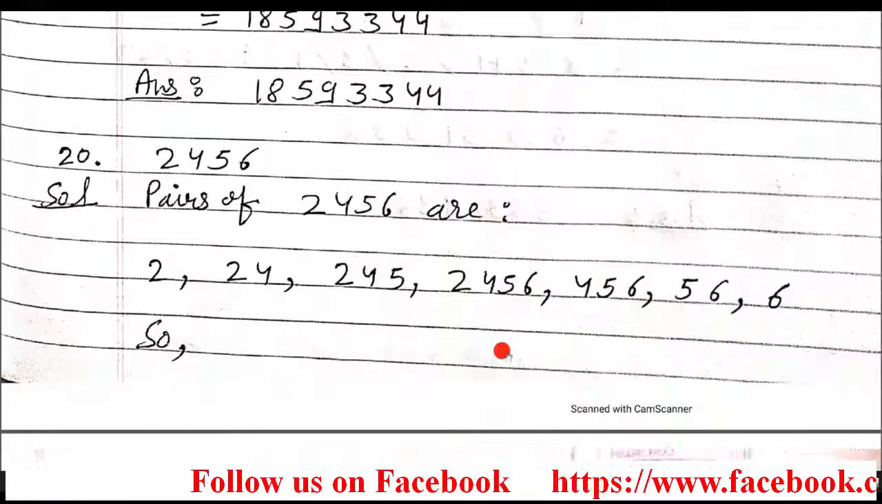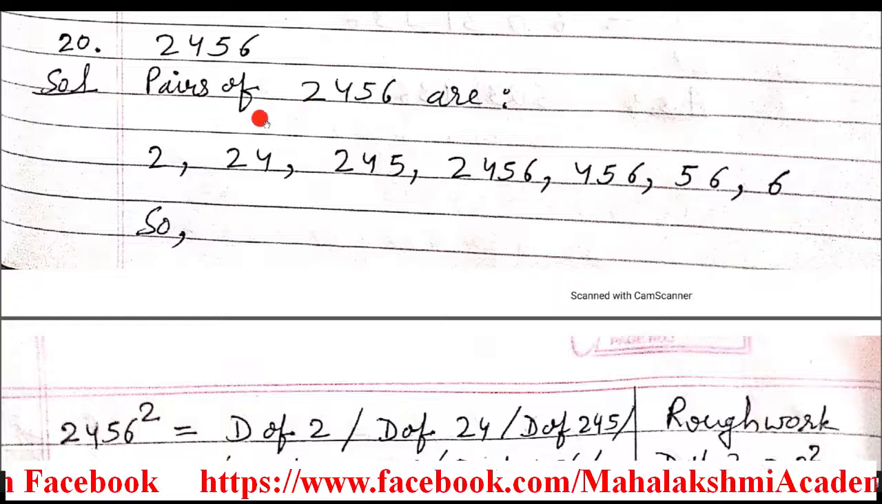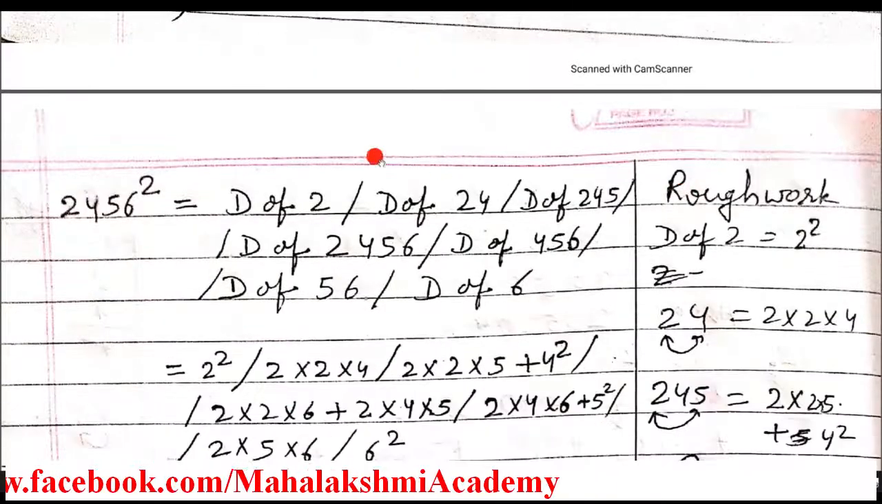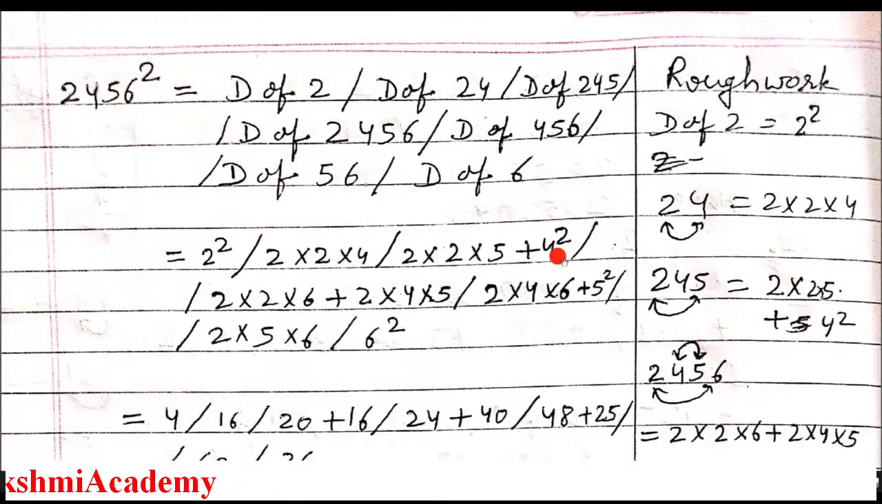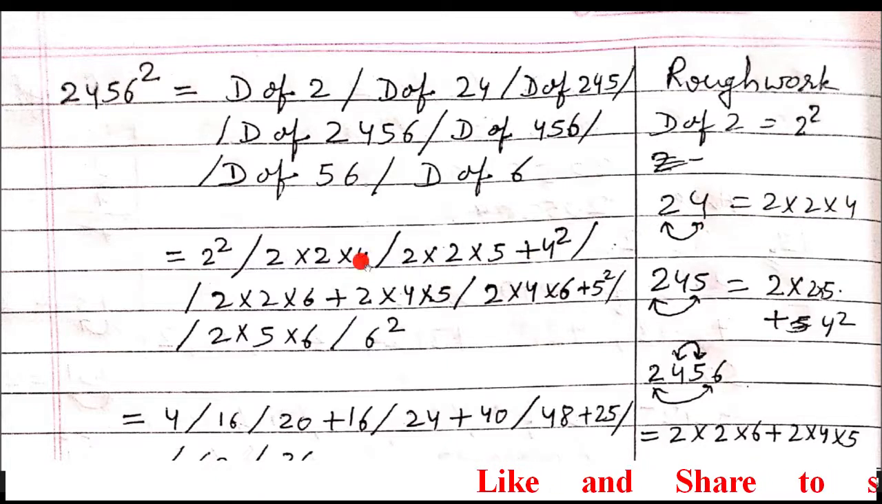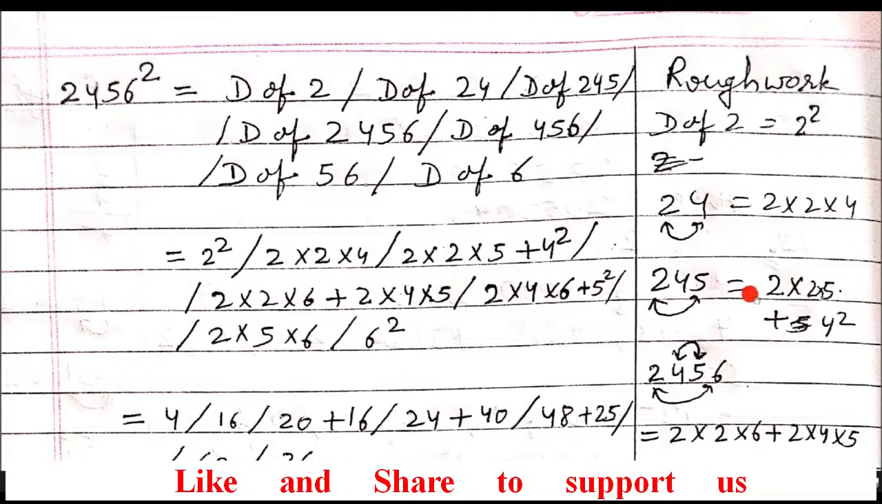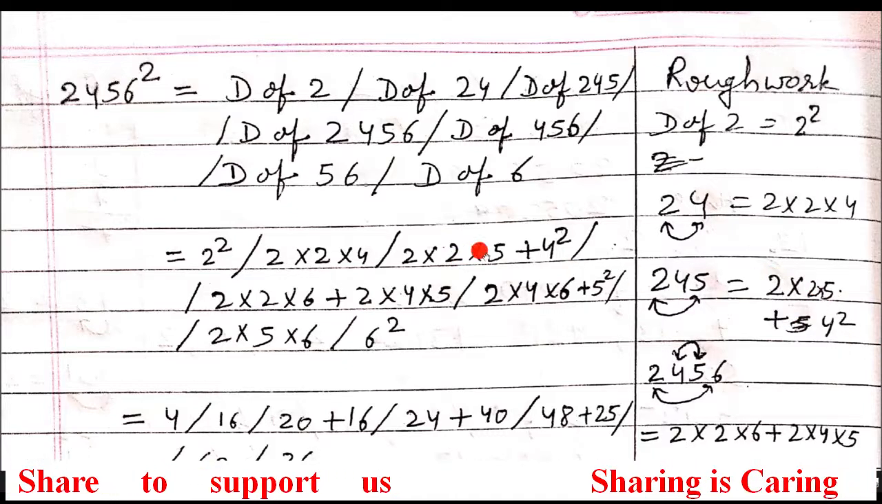Now the last question of this method. Again here 4 digits are there, so you have to make the pair. So first 2, then 24, like this you have to make the pair. After making the pair, write down the D of 2, then D of 24, like this. For the Dvandva of 2, it's alone, so single number Dvandva is 2 square. Then Dvandva of 24. Since it came in the pair, 2 into 2 into 4. So write here. Then Dvandva of 245. So 2 and 5 came in the pair, so 2 into 2 into 5. This 4 is alone, that's why 4 square. So this is complete. You just write here.